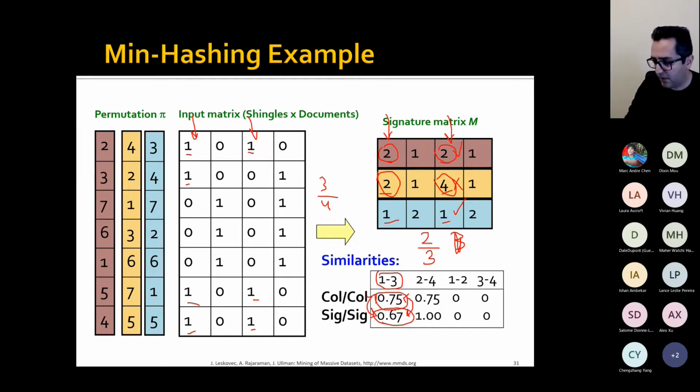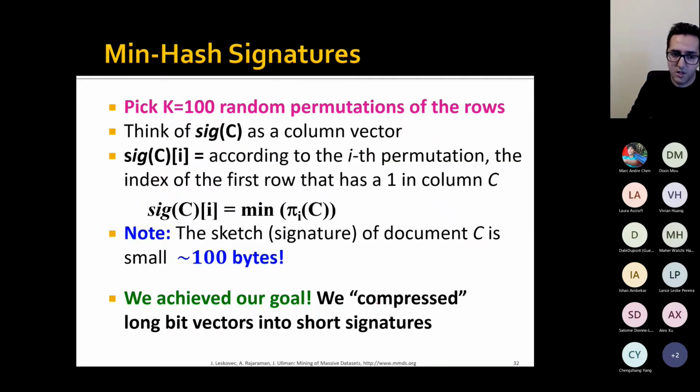How do we know how many permutations? It's basically an optimization parameter. At the end of this lecture, I will talk about it if I have time. So the signature matrix is small, right? So for example, if we have 100 permutations, right, the size of the signature for every document will be around 100 bytes, right? Which is much better than 2 times 10 to the power of 12 bytes. So we have compressed it, and it preserves similarity.